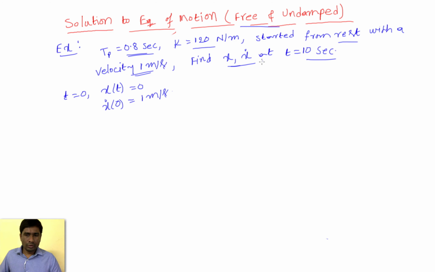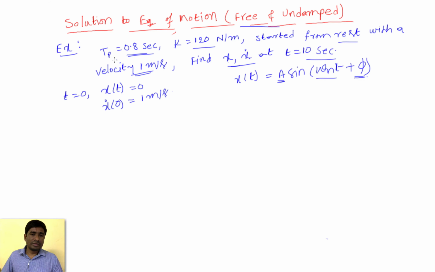To find out the amplitude and velocity at 10 seconds, first of all, from this equation that we have already derived, we need to find out the unknowns. So what are the unknowns in this equation? One is phi and another one is the maximum amplitude, capital A. So we need to find out these two before we find x and x dot at t equal to 10 seconds. And before that we need to find out omega n also. So he has given TP.